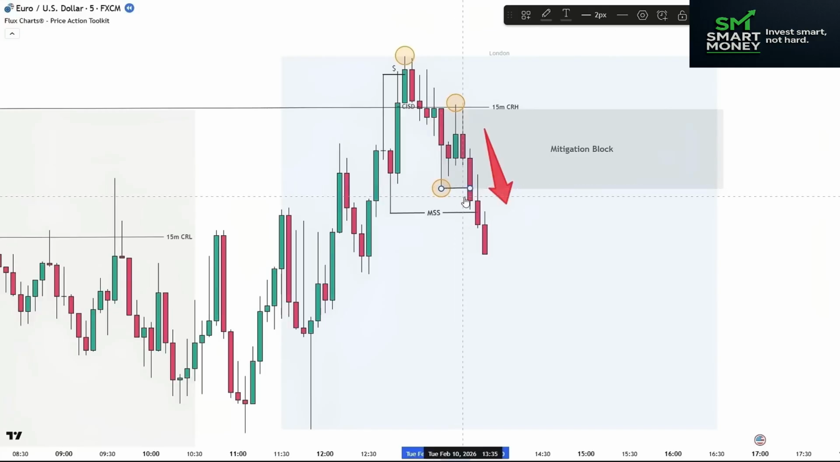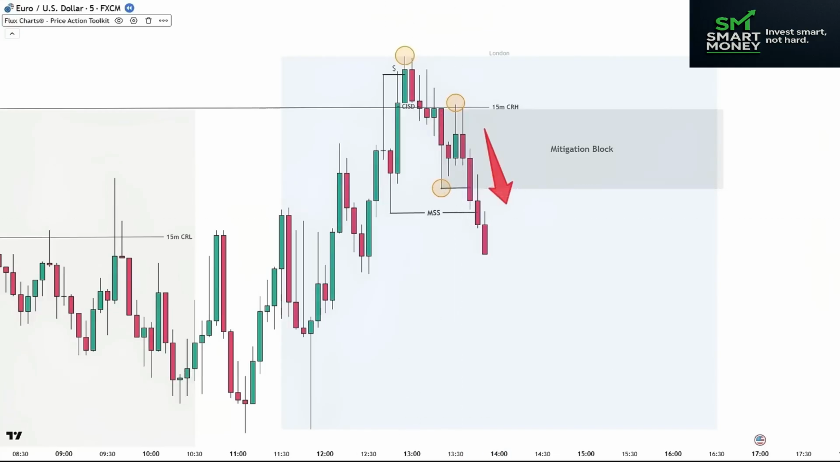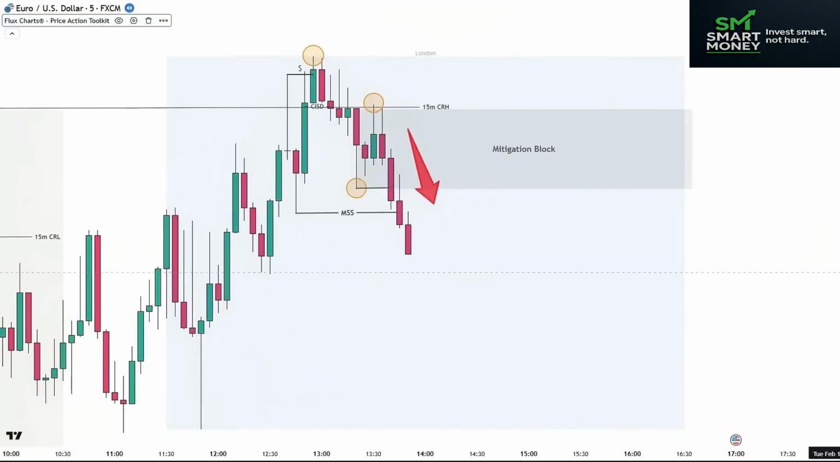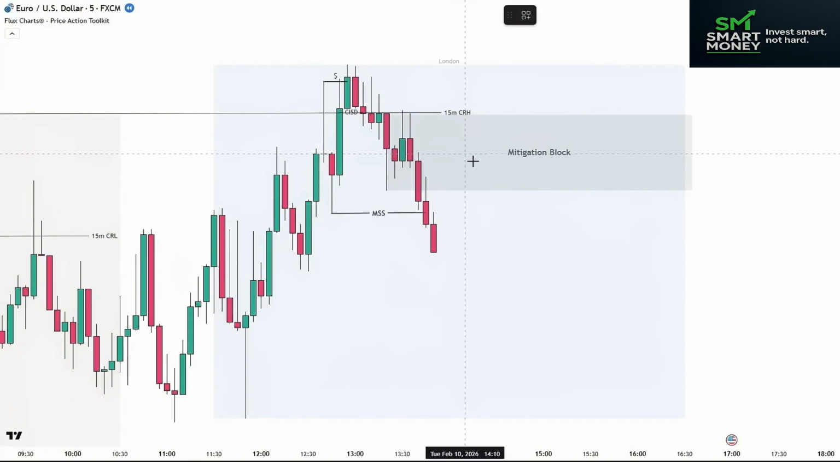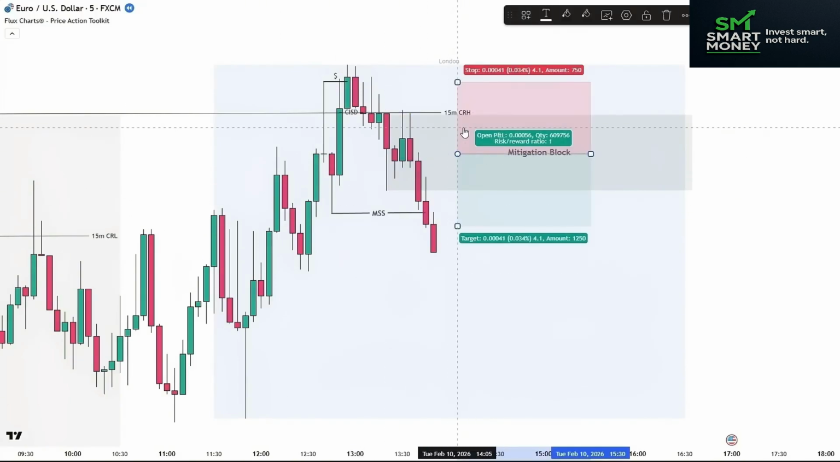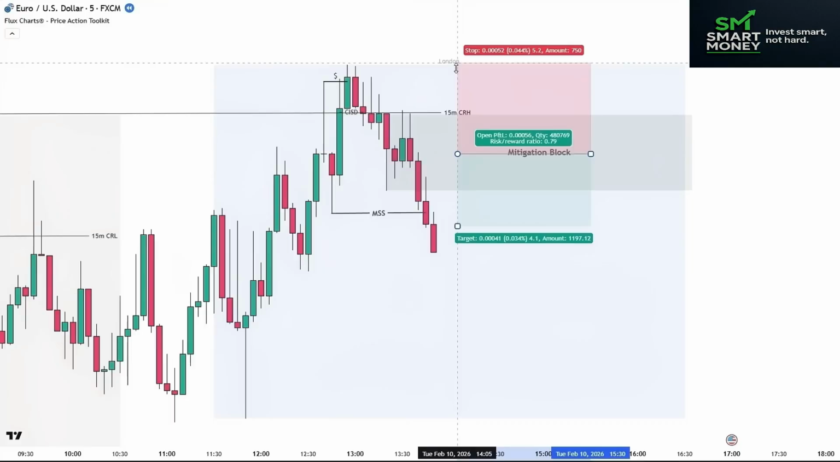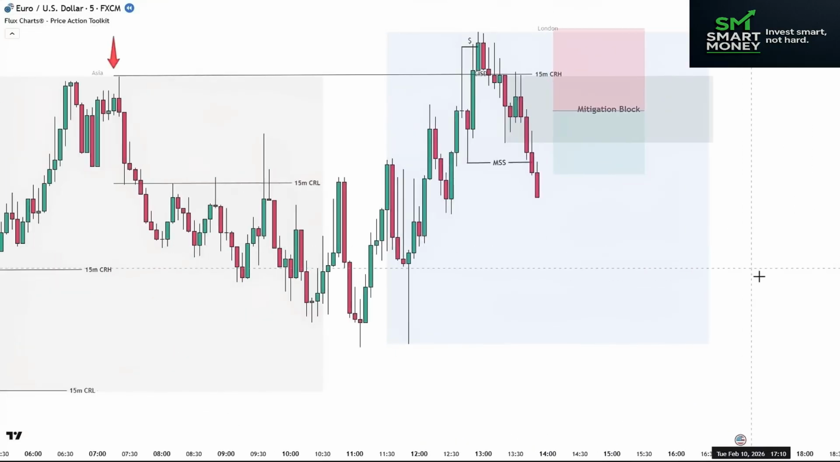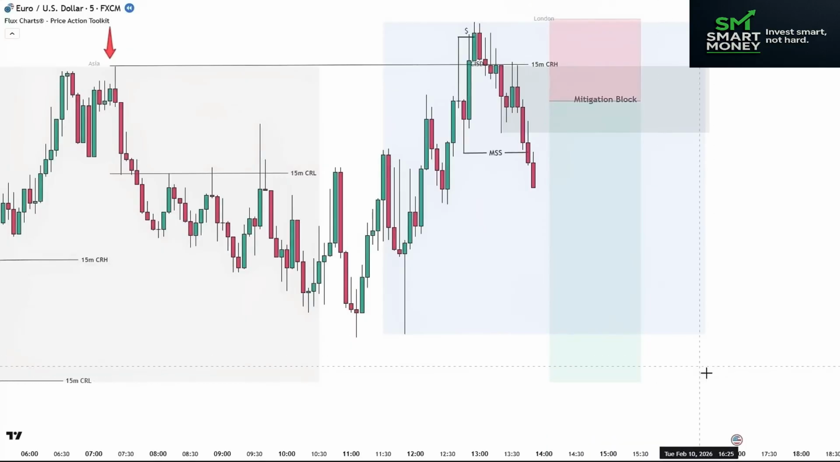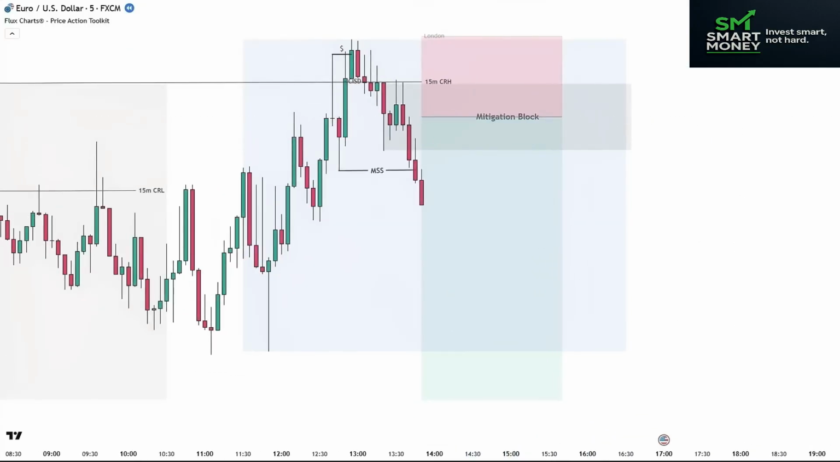So in this case, the mitigation zone becomes the large down close candle formed between the first swing high and the swing low. Since the zone is relatively large, I choose to place my sell limit order at the midpoint to get a better risk-to-reward ratio with the stop loss above the swing high. For take profit, I target the Asian session low. Now let's play the chart forward again.